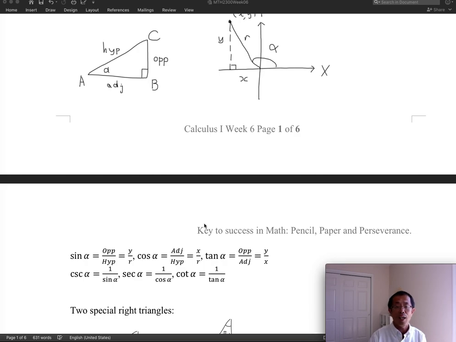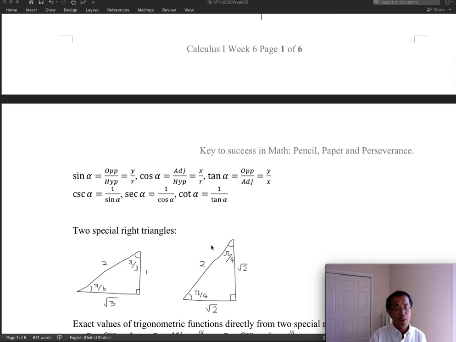Also, I have two special right triangles for you to remember, because many times when considering trigonometric functions, we need to have the exact function values.